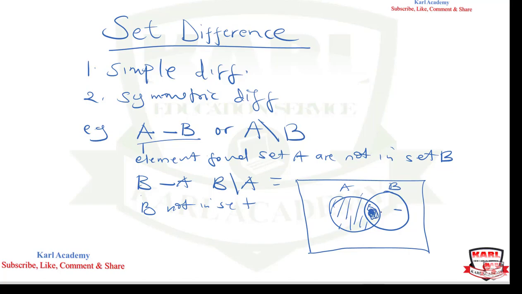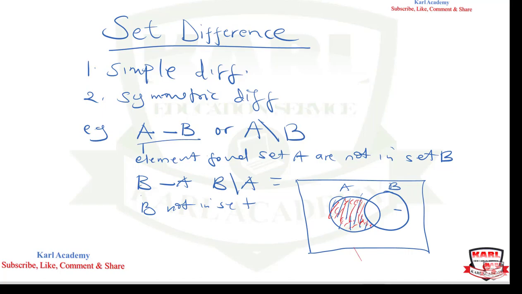And this is how it is presented using the Venn diagram. Then you shade only this part, showing that that is the symbol difference between the two sets. That's all.